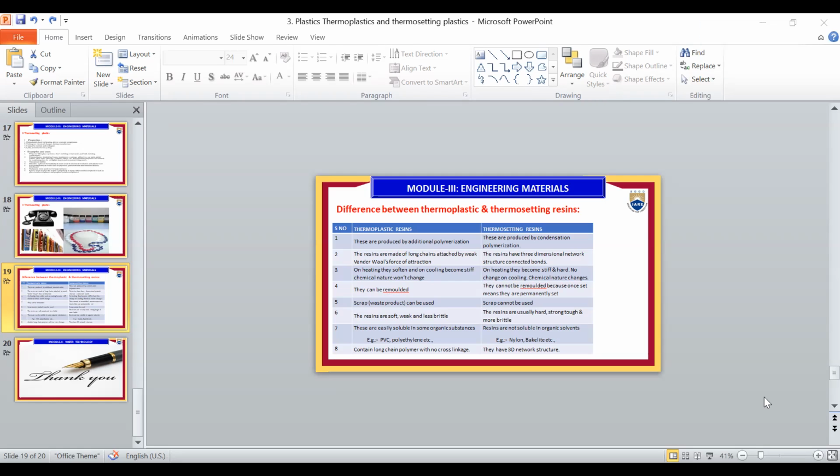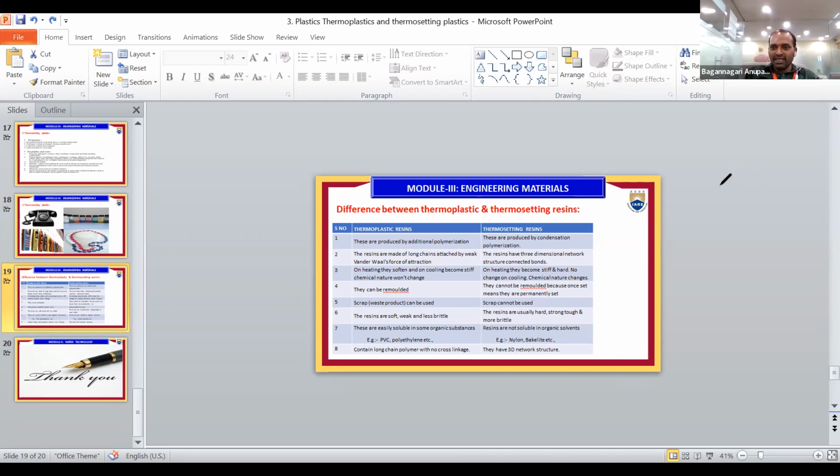Sir, is the reason for hardness in thermosetting cross-linking? Yes. Okay, I will explain. You see, we have time now. Five minutes is less, but time is there. Suppose bakelite is there, we will take the bakelite polymer. The monomers of bakelite are phenol plus HCHO. When this undergoes polymerization, we get a three-dimensional cross-linked structure.